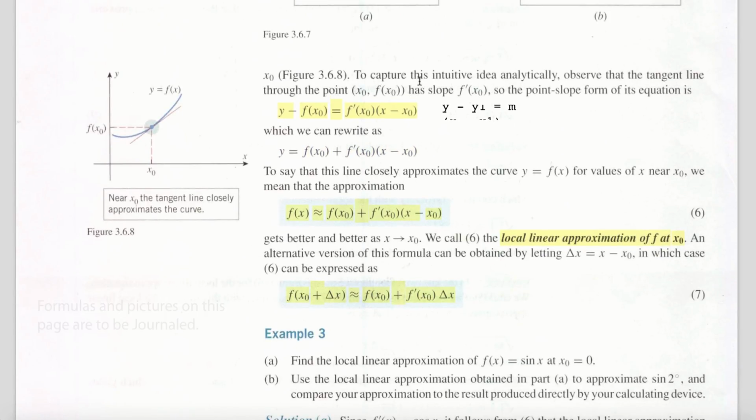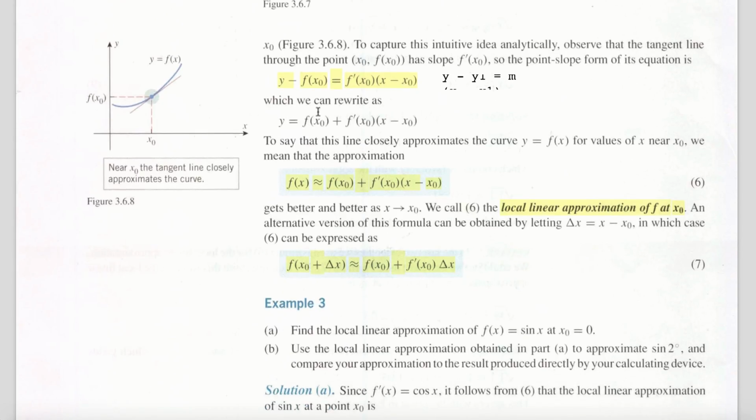All right, so to capture this intuitive idea analytically, observe that the tangent line through the point x naught, f of x naught, has a slope of f prime of x naught. So the point slope form of the equation is y minus f of x naught equals f prime of x naught times x minus x naught, which we can rewrite by adding this term to the other side: y equals f of x naught plus f prime of x naught times x minus x naught.